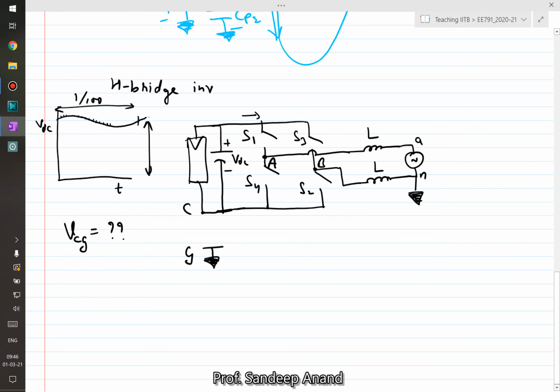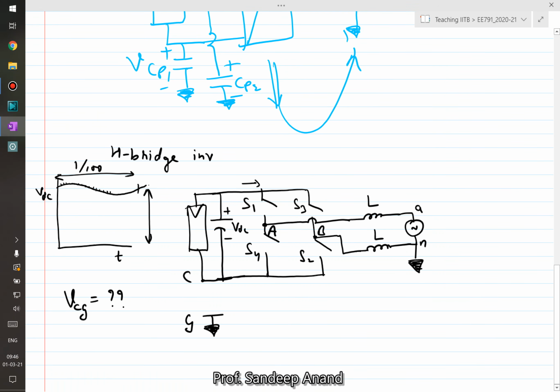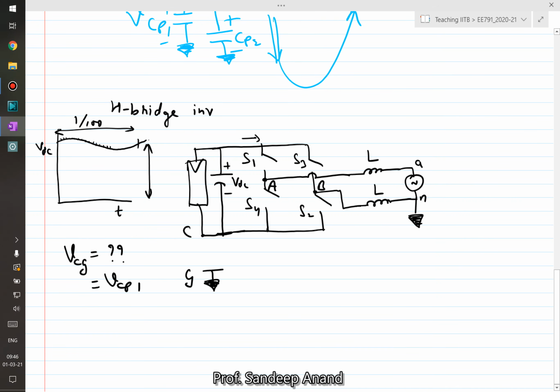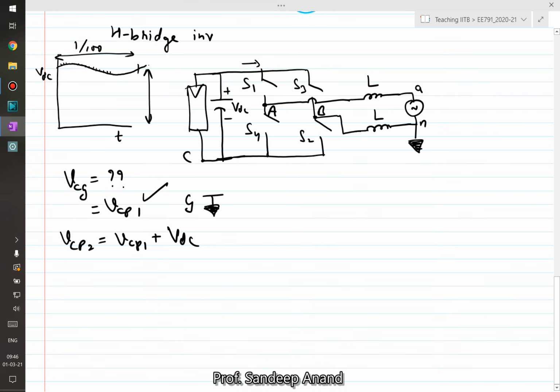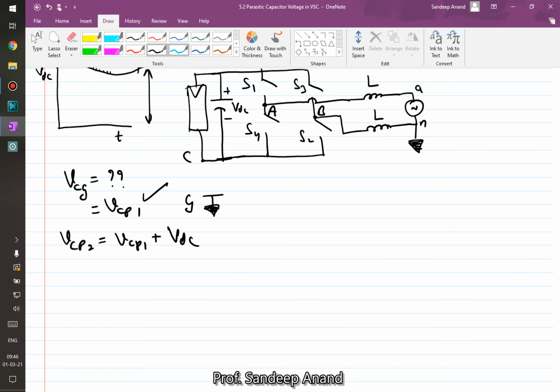To find this capacitor voltage VCG, which is nothing but the voltage across the lower capacitor, VCP1, we can see that the voltage across the upper capacitor VCP2, from KVL, is nothing but VCP1 plus VDC, right? So if we can find VCP1, or rather VCG, we can find the voltage across both the parasitic capacitances.